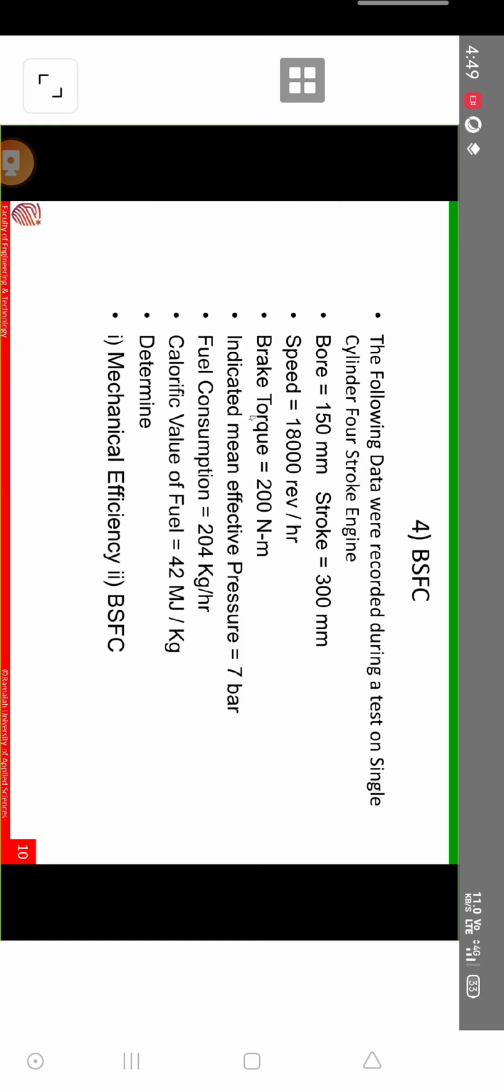They have given brake torque, that is 200 Newton meter. They have given torque directly. Indicated mean effective pressure, they have given as 7 bar. And fuel consumption, they have given 204, and they have given the calorific value of fuel. They asked you to determine mechanical efficiency and BSFC. Mechanical efficiency means IP by BP, so you have to calculate IP as well as BP. We may not mention that you should calculate IP and BP, but still you need to calculate them. That also carries marks. Whenever we ask mechanical efficiency, make sure that you calculate IP and BP so that they carry marks separately.